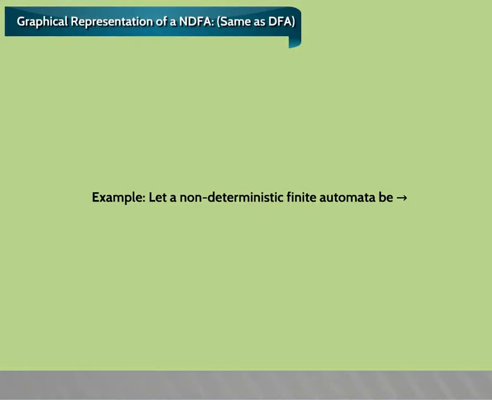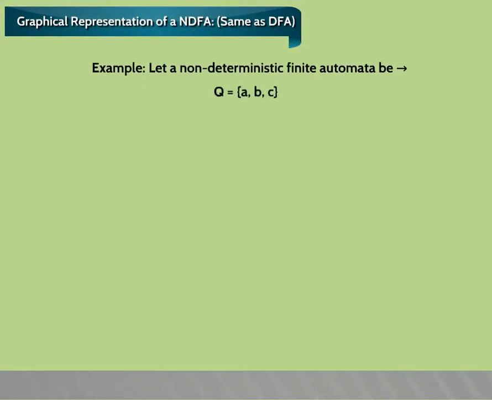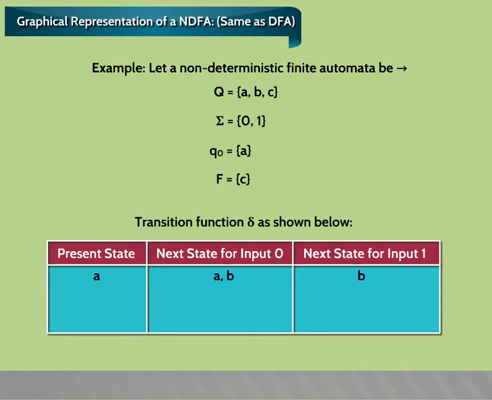Example, let a non-deterministic finite automaton be Q equal to A, B, C. Σ is equal to 0, 1. Q0 is equal to A. F is equal to C. Transition function δ as shown below. Graphical representation.